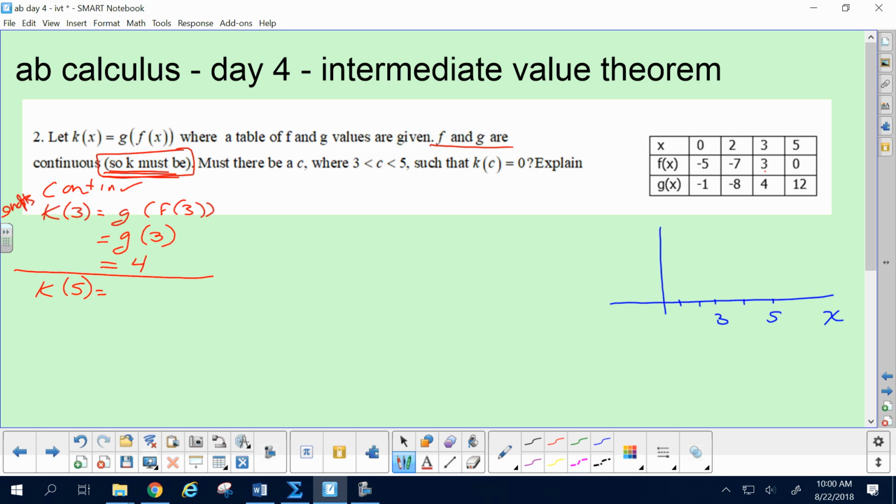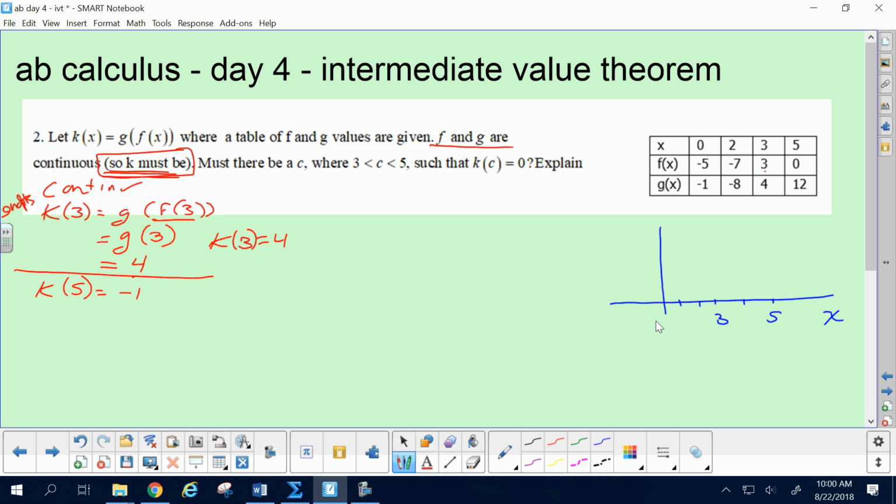Right now, do you agree we need the endpoints? K at 3 means G of F of 3. To evaluate G of F of 3, I first need F of 3, which is 3, and G of 3 is 4. Now, I showed a lot of work here. You do not have to show that work. If you just said K of 3 is 4, that's fine. I just wanted you to see where it came from. You with me? Do you agree that K of 3 is 4? Yes. Okay, cool. What did you get for K of 5?